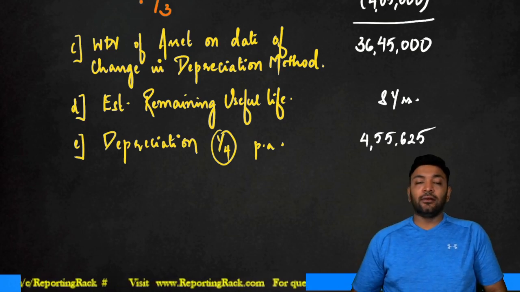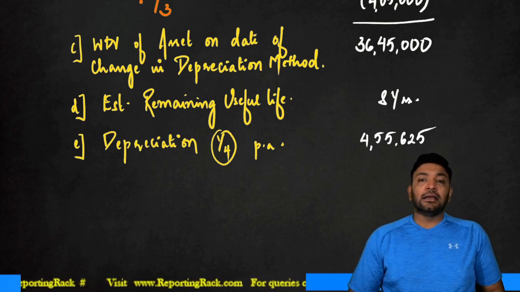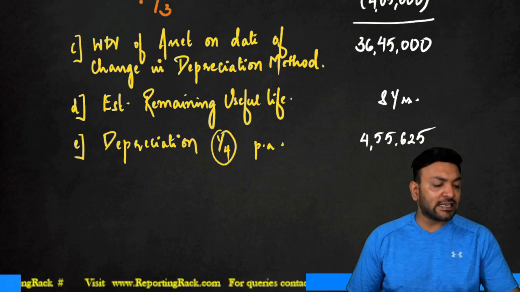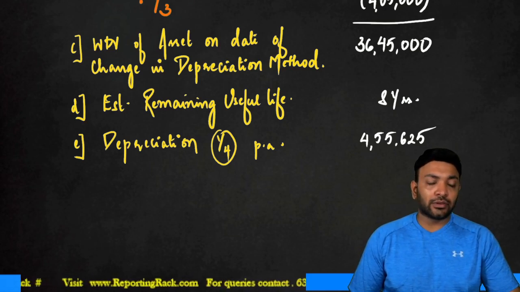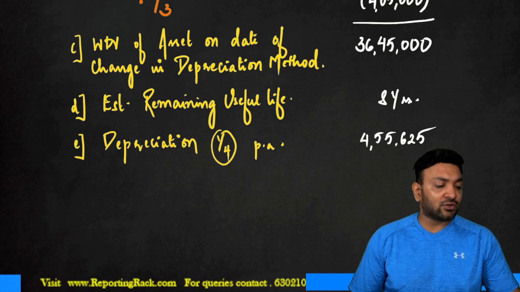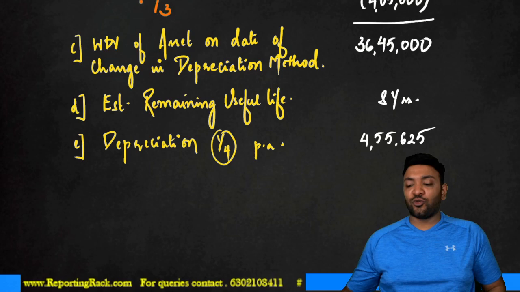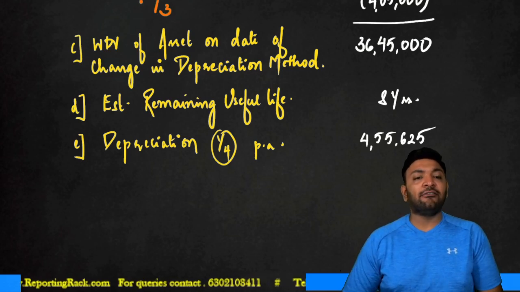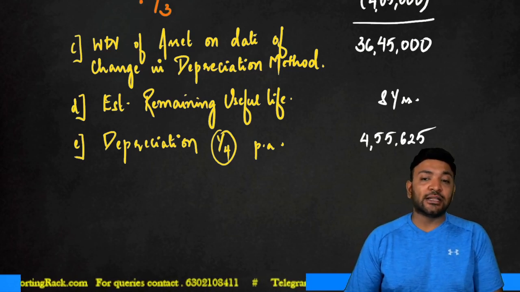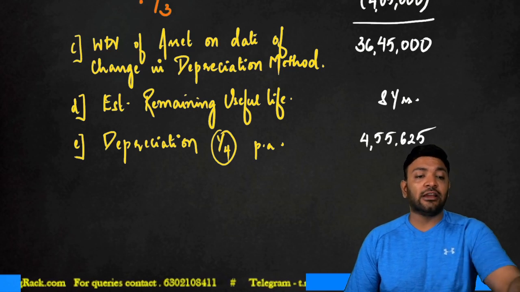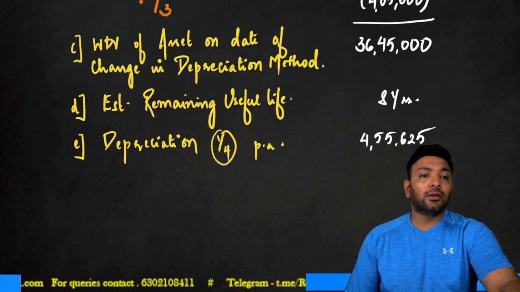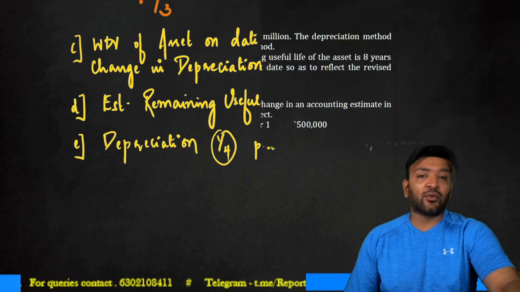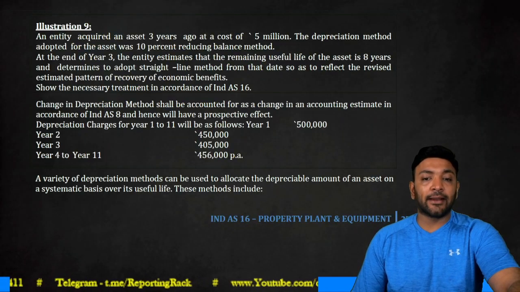$4,55,025 is the amount of depreciation, I guess. Just check. 36,45,000 divided by 8. Yes, it is 4,55,625 is the amount of depreciation to be charged henceforth after the year 4. Look back at the question. What did they say?